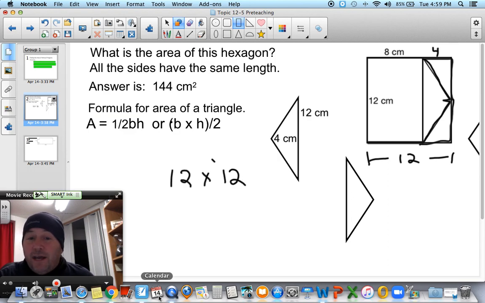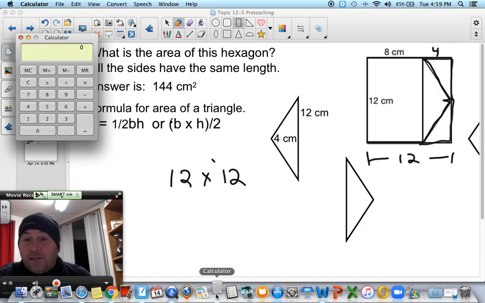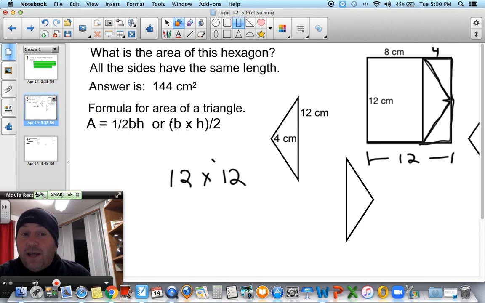And when we do that, we'll bring it up on the calculator, even though we should know that. 12 times 12 is, whoops, not that. 12 times 12 is 144. Okay, so those are the 3 ways in which you could solve the area for that original hexagon.